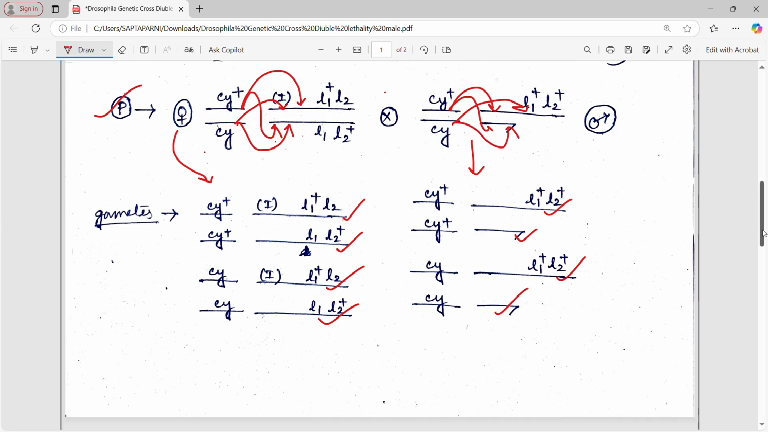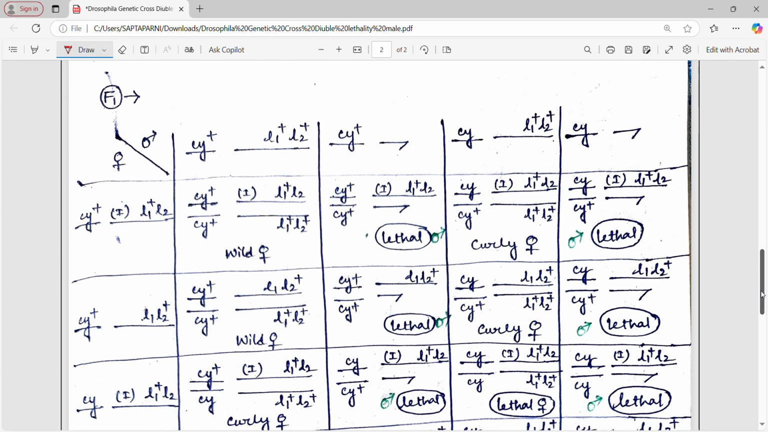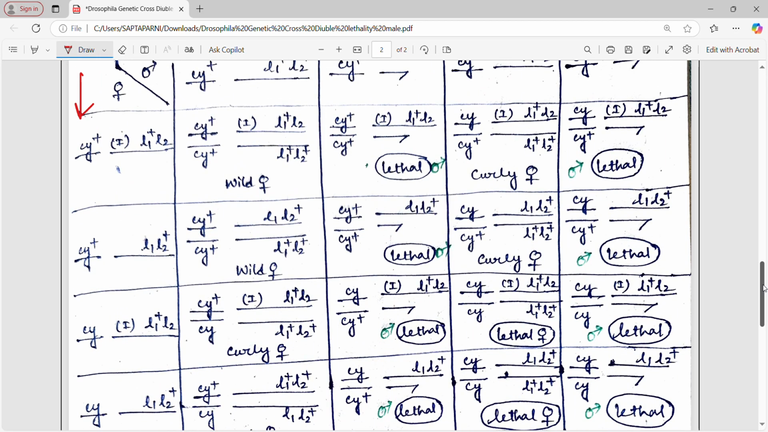When we arrange all these alleles from father and mother, we can see 16 progenies are formed. But you can see here many of them are lethal. So let's see how their phenotypes can be determined. See here, first it is CY plus, that means it will be wild. It has two X chromosomes, so it will be a female.